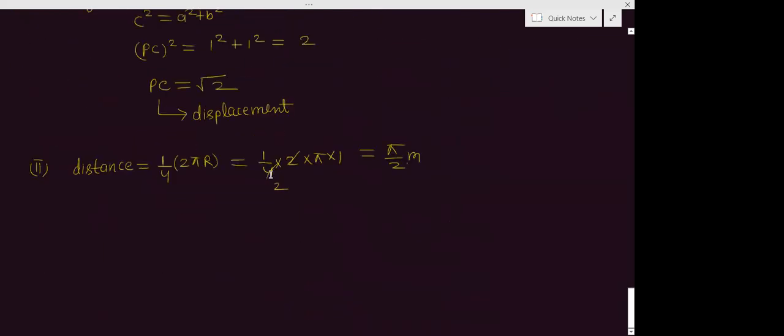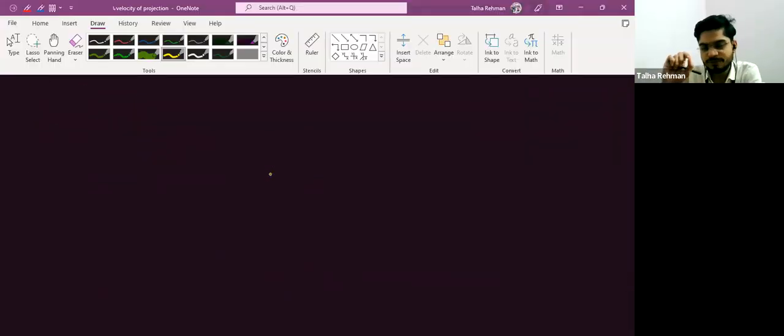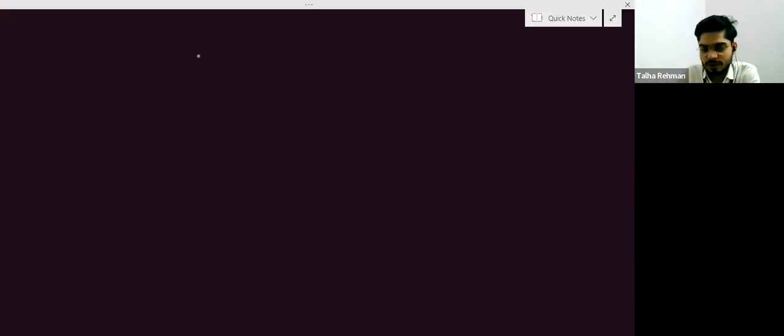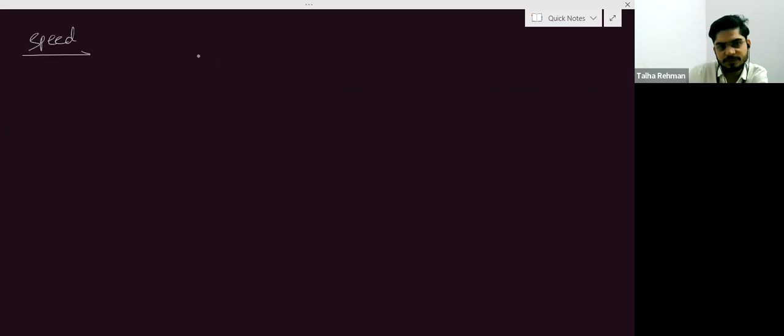Okay. Now we will see one more term related to the motion before the force. We should know what is the speed. What is speed? So I think you know what is speed. Speed is equal to distance covered divided by the time taken.